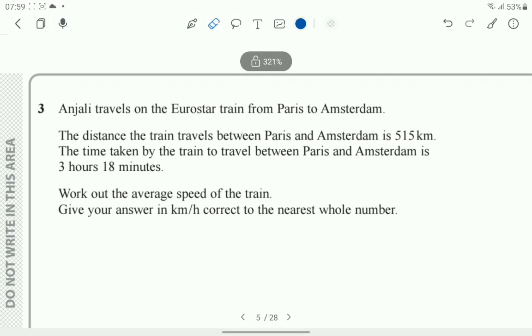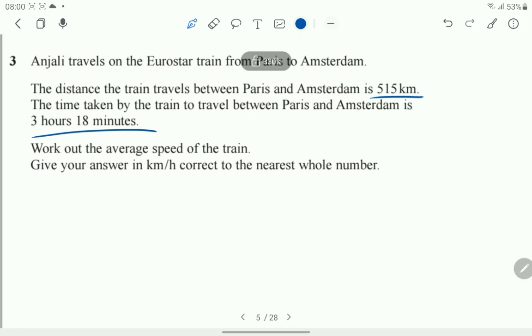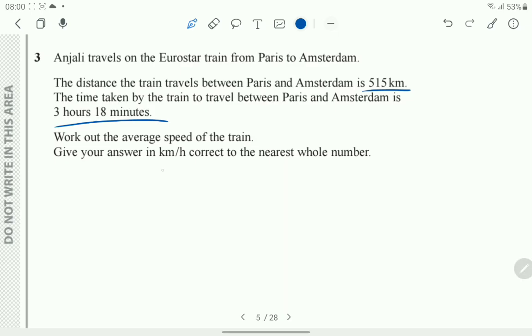Question 3, Anjali travels on the Eurostar train from Paris to Amsterdam. The distance the train travels between Paris and Amsterdam is 515 kilometers. The time taken by the train to travel between Paris and Amsterdam is 3 hours and 18 minutes. Work out the average speed of the train. Give your answer correct to the nearest whole number of kilometers per hour. So we need to give the answer in kilometers per hour. We have kilometers, but we do not have the right unit for hours. So if the time is 3 whole 18 over 60, we need to convert it into an improper fraction.